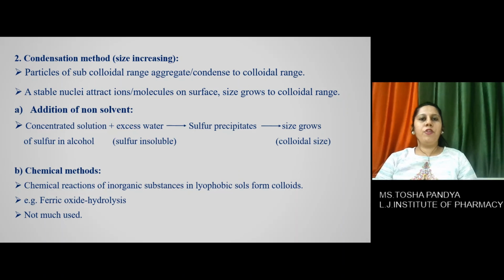First is the addition of a non-solvent. So what is done here, you will add a non-solvent to a solution, which will precipitate out the component of interest. The example is a concentrated sulfur solution in alcohol, in which sulfur is soluble, and you add excess of water, in which sulfur is insoluble, which will precipitate out the sulfur, and this sulfur will grow to the colloidal size range. The next set of methods are chemical methods, but the chemical methods are not much used in colloidal preparations.